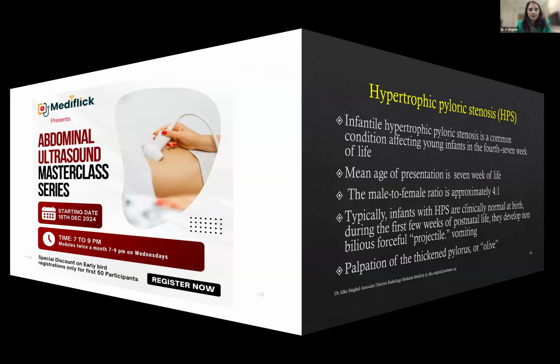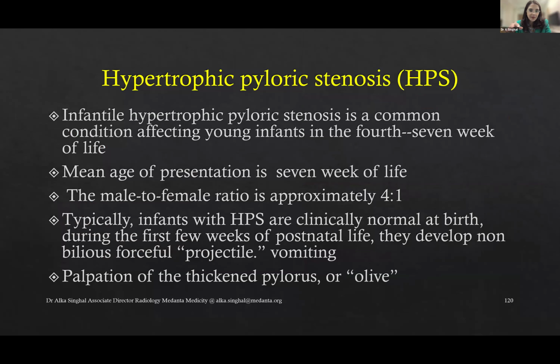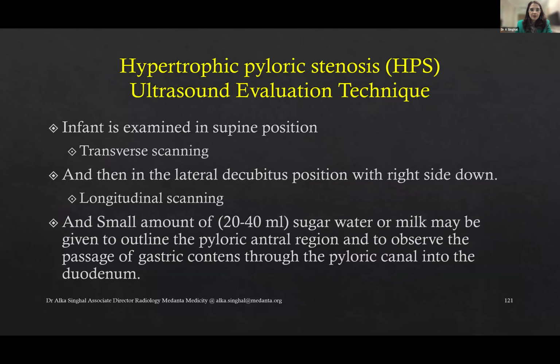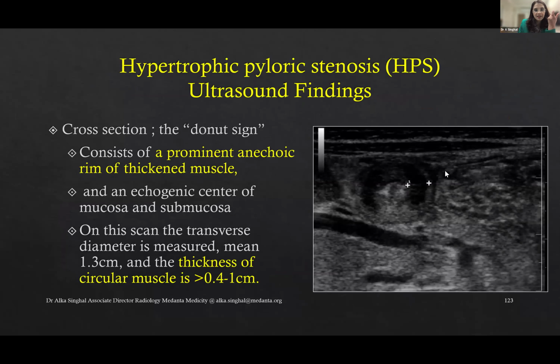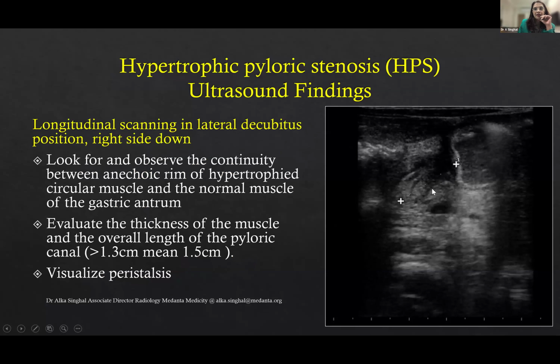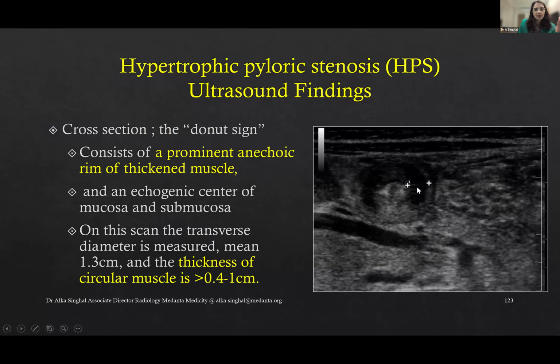Coming to hypertrophic pyloric stenosis in neonates, of course, in the first week, you'll see an infant presenting with projectile vomiting. And of course, what you will see is a bullseye sign. You look at the thickness of the pylorus, the donut sign, and you look at the length of the pylorus. So how do we do it? That's the length of the pylorus, and that is the thickness of the pylorus. So we measure these things.